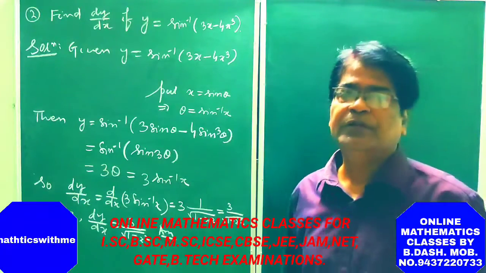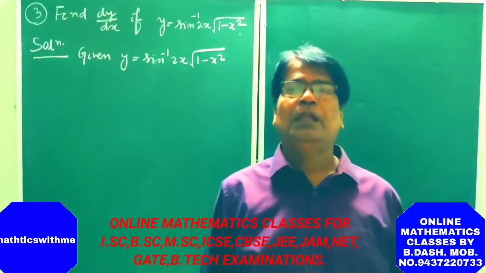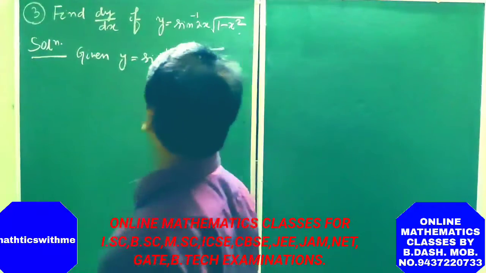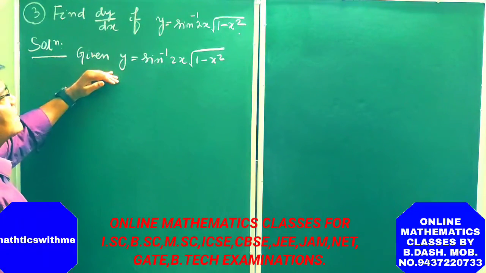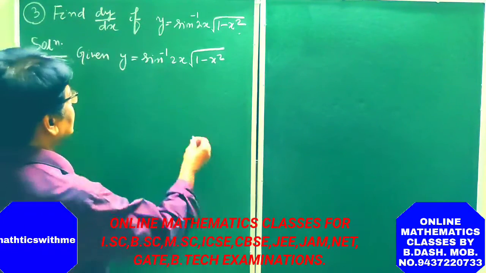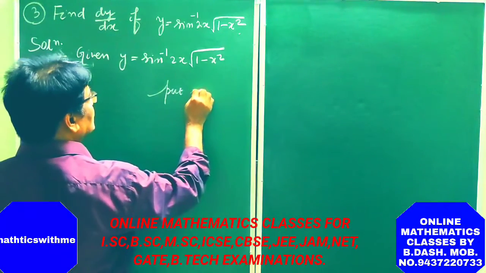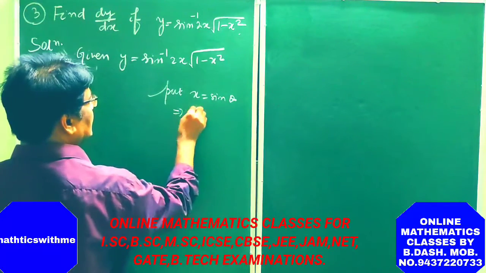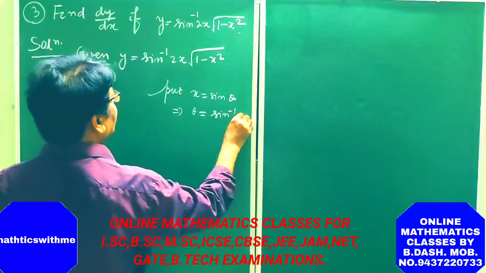Now let us proceed to solve the next question. Our next question is find dy by dx if y is equal to sine inverse 2x root over 1 minus x square. Here given y is equal to sine inverse 2x root over 1 minus x square. So put x is equal to sine theta. So here theta is equal to sine inverse x.